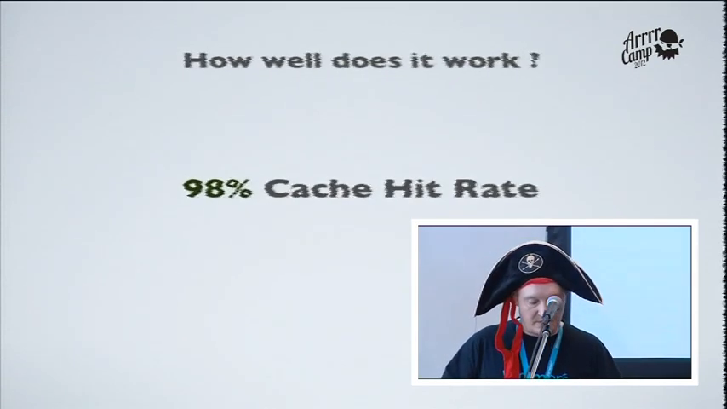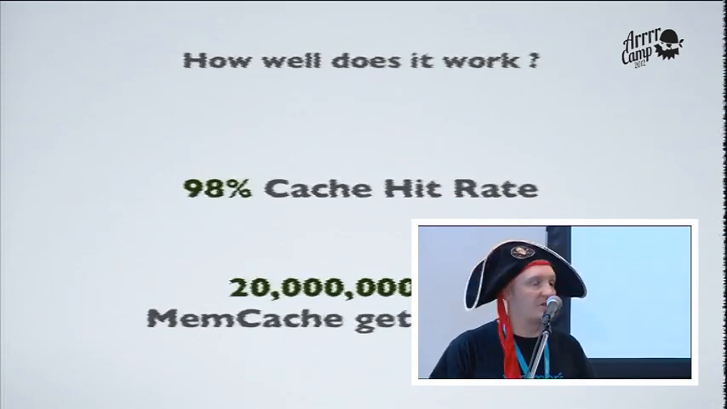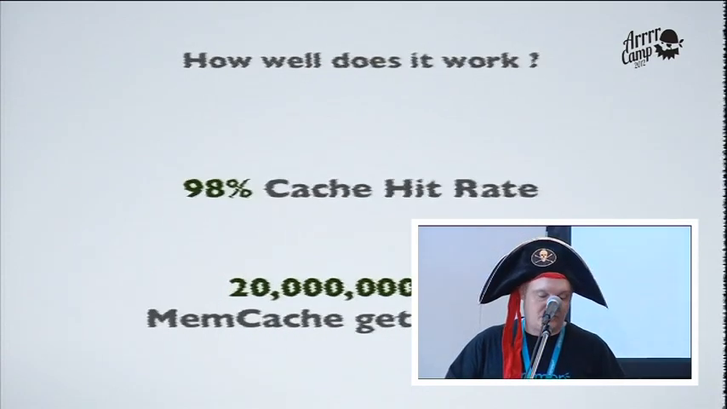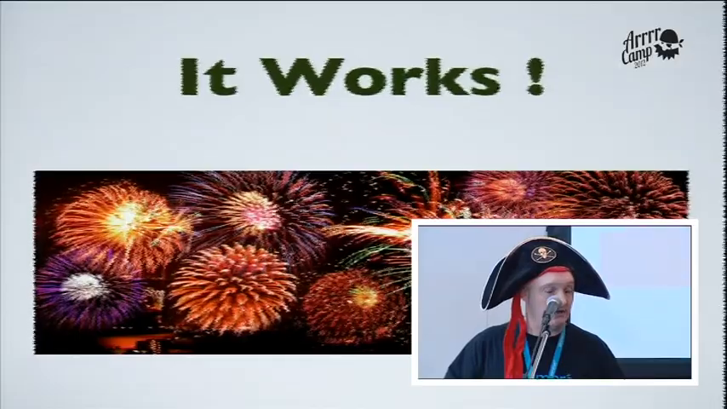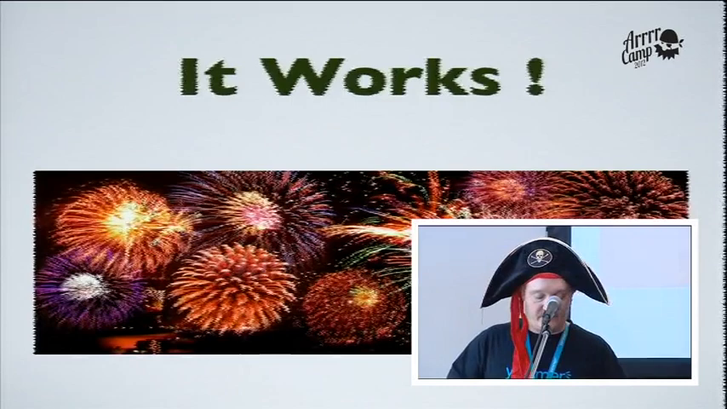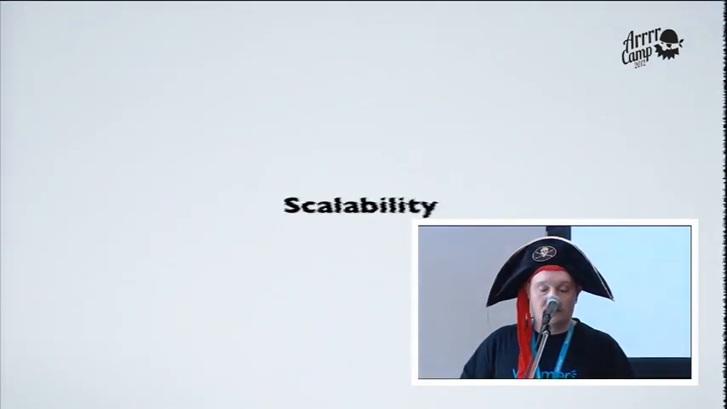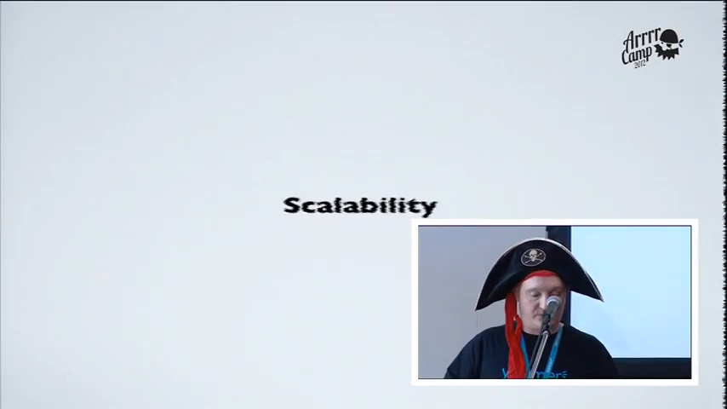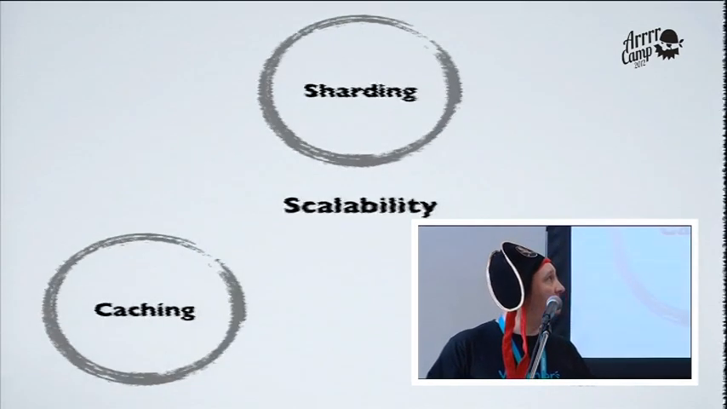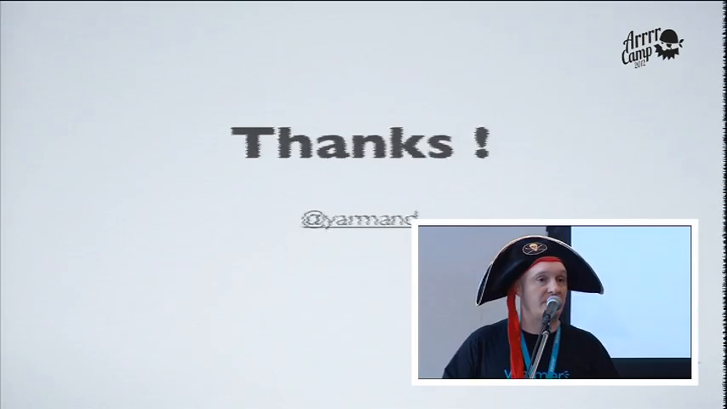And to give you another number, we have 20 billion memcache hits per day. This is pretty huge. So for us, caching works. Well, I'm pretty done with my talk. Just a little summary: we at Yammer are doing scalability through sharding, core services, and caching. And that's it. Thank you very much. If you have any questions.